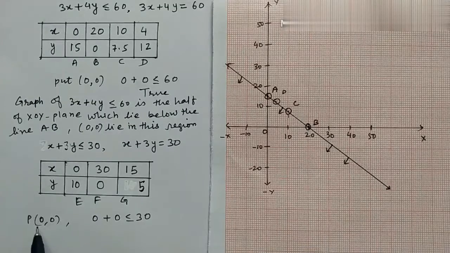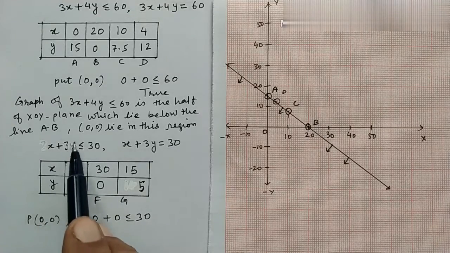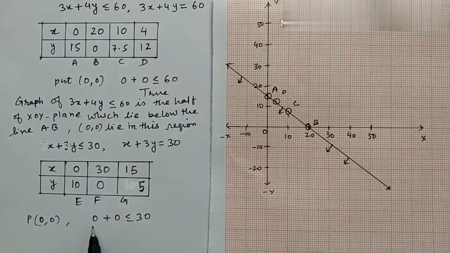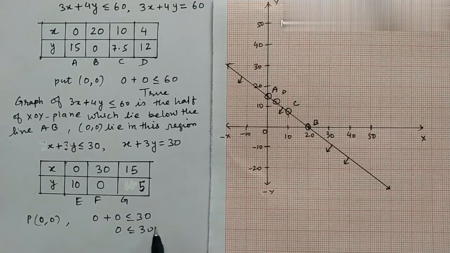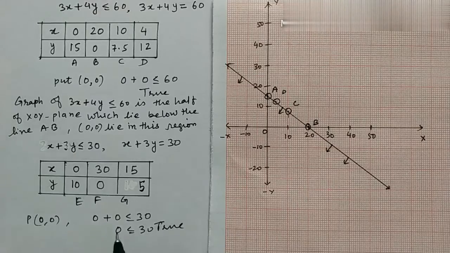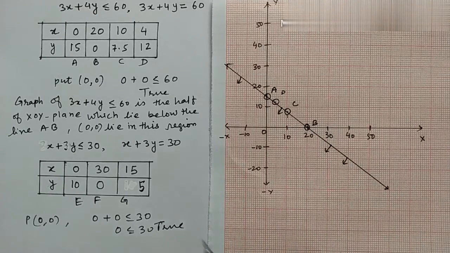Now in place of x and y put 0, 0. Then we get 0 + 0 less than or equal to 30, which means 0 is less than or equal to 30. This is true. True means here also the point (0, 0) will be included. Now this line also we have to mark.